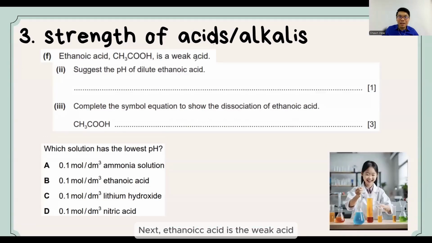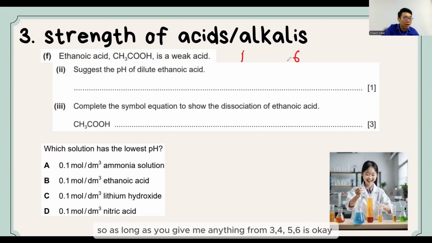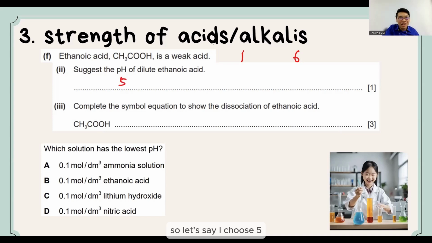Next. Ethanoic acid is a weak acid. So 1 is the strongest, 6 is the weaker. As long as you give me anything from 3, 4, 5, 6, it is okay. So let's say I choose 5. Complete the symbol equation for the dissociation of ethanoic acid. It will dissociate and form hydrogen ion, and then the balance part will be negative. And remember, it's a reverse reaction because it's a partial dissociation.